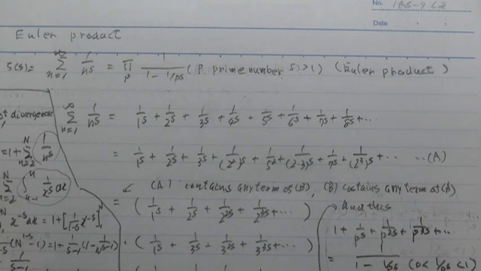Euler product. Formula 1: the sum from n equals 1 to infinity of 1 over n to the S equals the product over primes P of 1 over 1 minus 1 over P to the S, where P ranges over prime numbers and S is greater than 1. This is the Euler product.